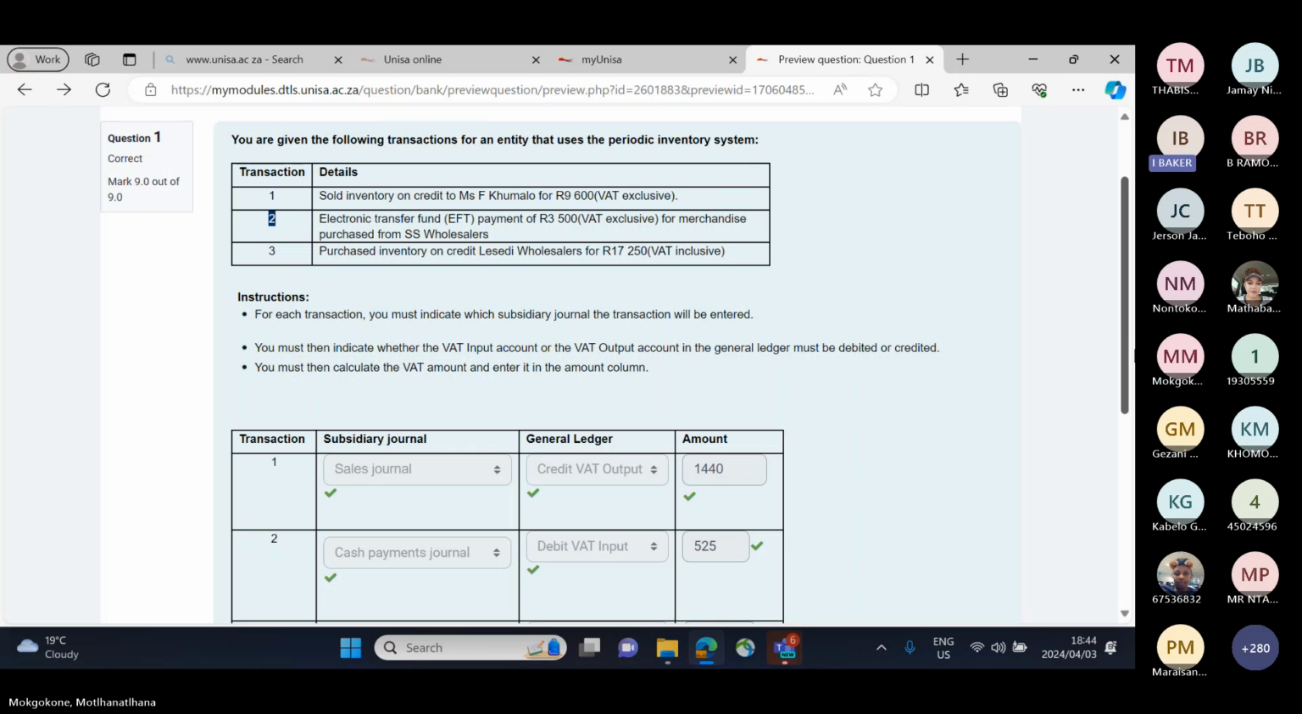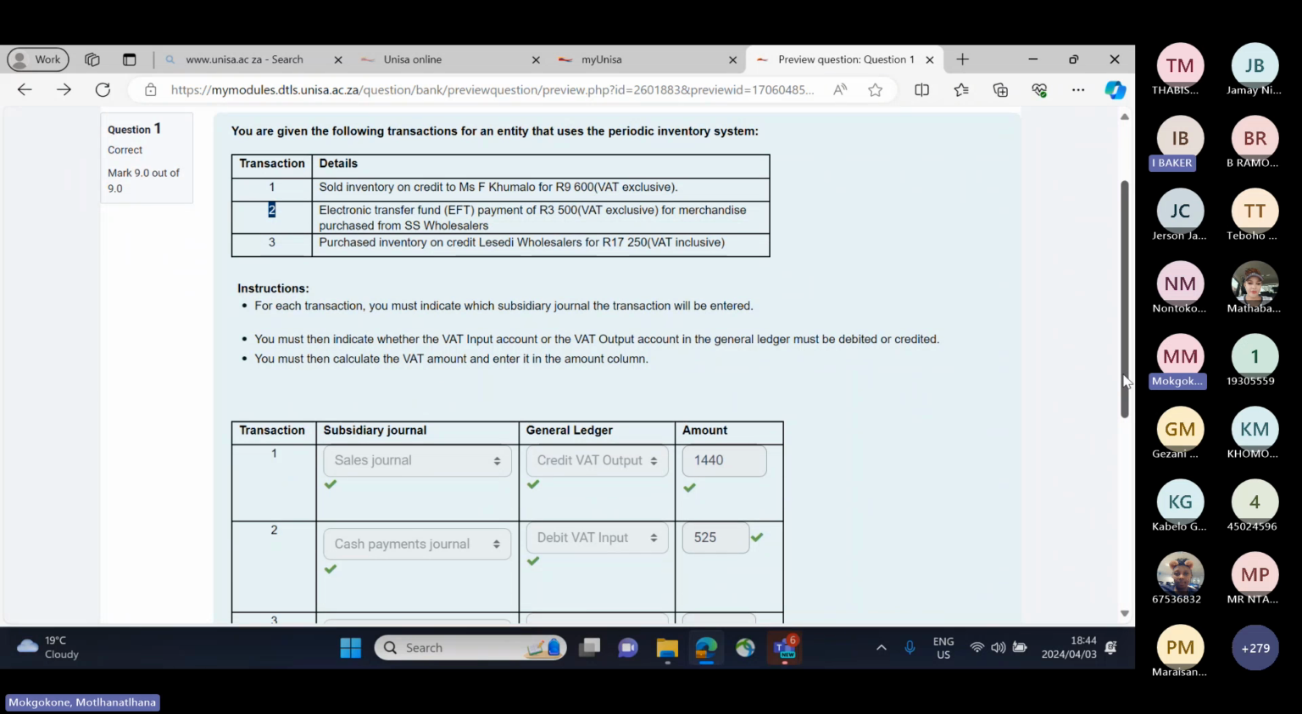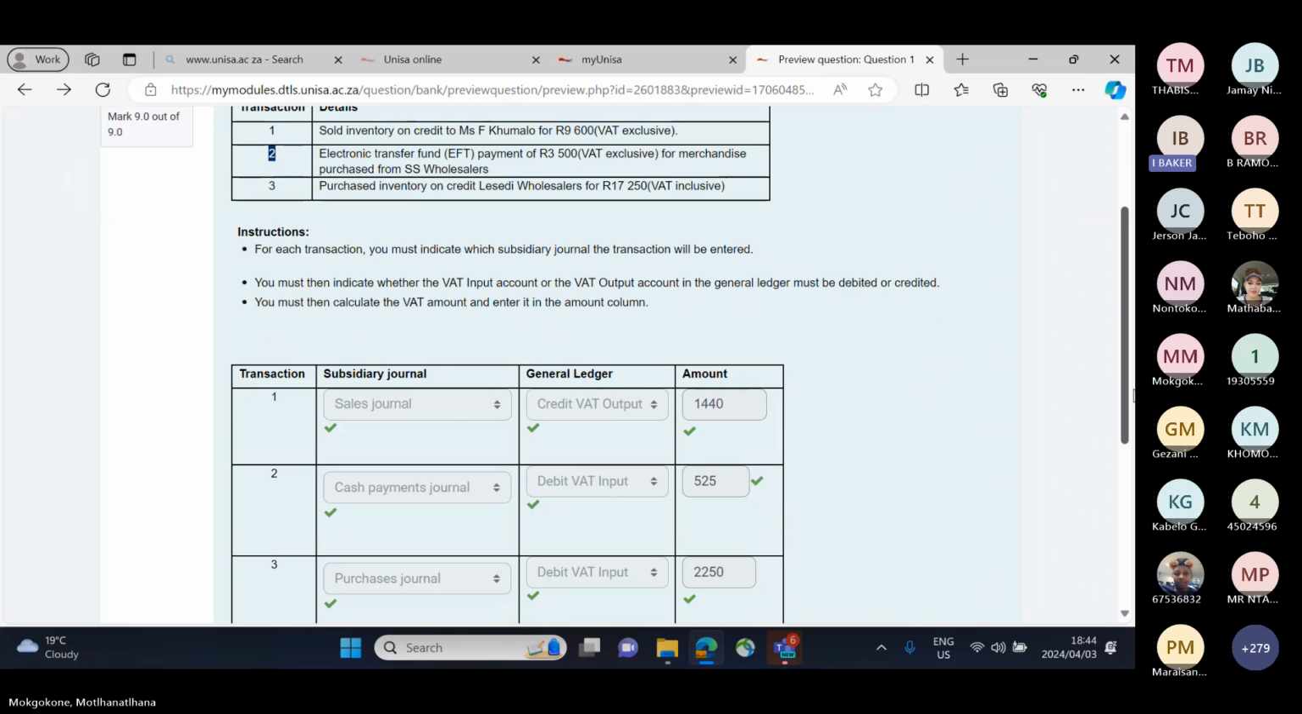Okay, yes, I'm clarified. And then the last one, purchased inventory on credit from Lesedi wholesalers. How did you know that is a VAT? It's a debit VAT input also, because I see the two are different things between 2 and 3, but they're all debit VAT input.